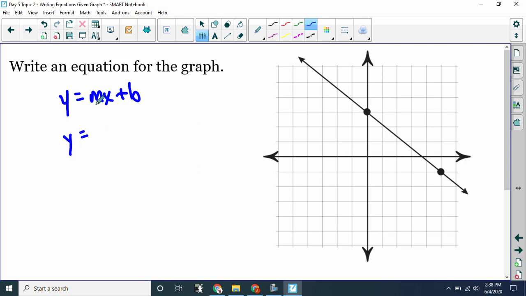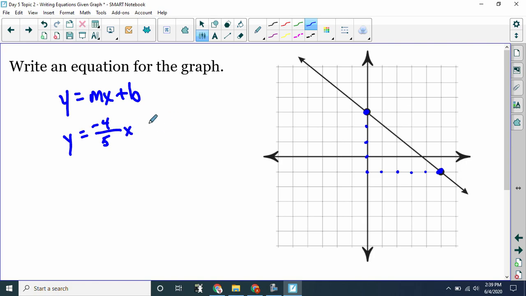And the slope, we learned how to find slope earlier today. I'm going to start with the leftmost point, which is this one. And I want to count rise over run to see how I get to this point. So my rise is down 1, 2, 3, 4. So down 4. And my run is to the right 1, 2, 3, 4, 5. So my slope is negative 4 over 5.